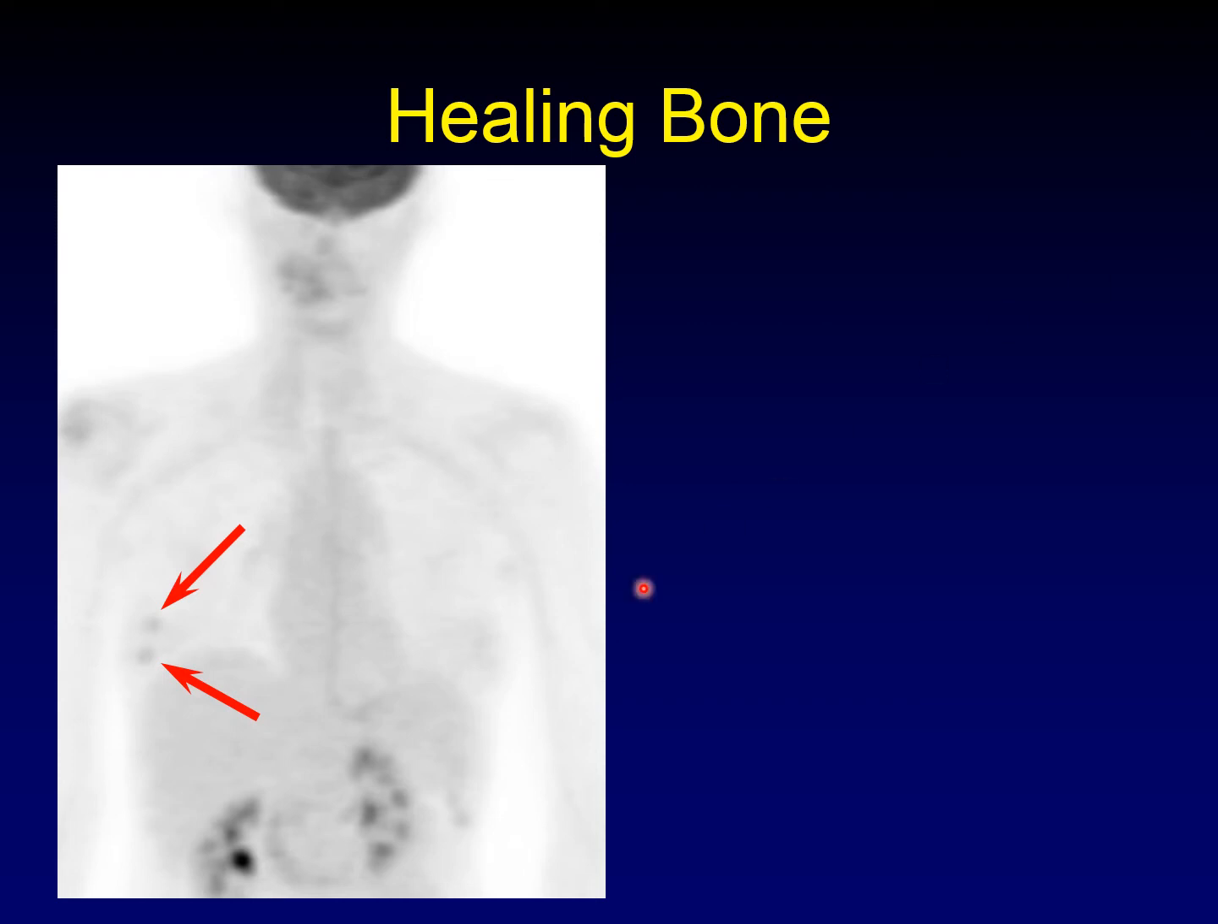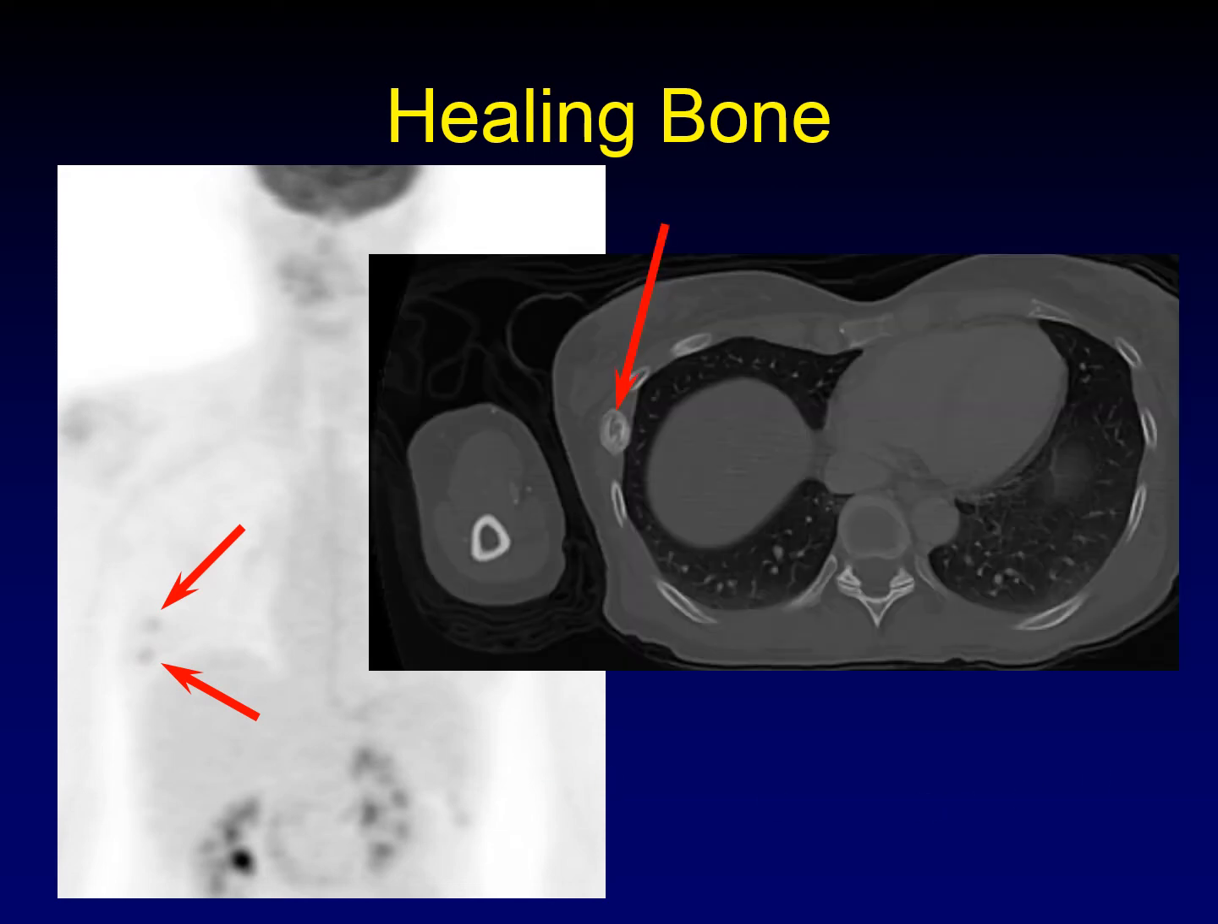At first glance, this maximum intensity projection looks like there's 2 lung masses, looks like metastatic disease out there, very concerning. Here's the CT correlate. These are rib fractures, and you can see that there's extensive bridging callus around these healing fractures. I think the clue here is that the 2 are right on top of each other, oriented like rib fractures often are.